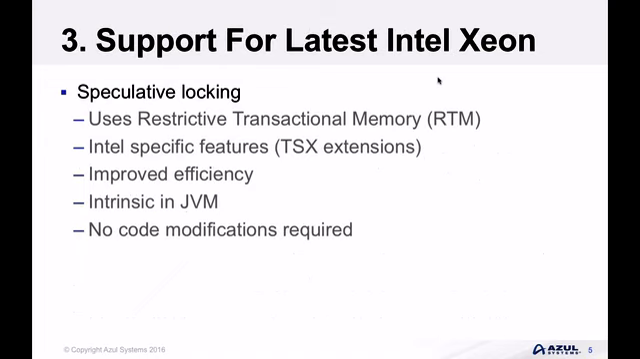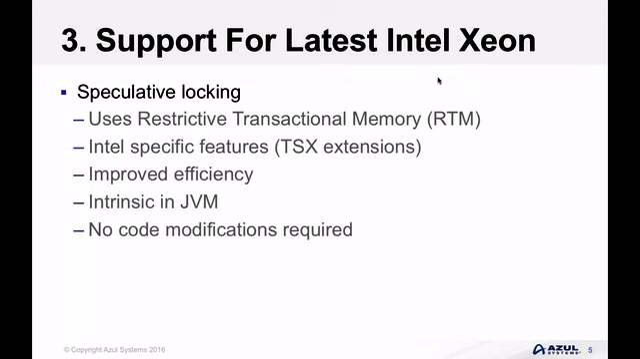Another thing that we've done in our latest release is looking at how we can provide support for some of the latest hardware. The reason behind this is to use advances in the very low-level hardware to provide improvements in performance for application code. And one of the biggest ones that we've just introduced in our last release is the idea of speculative locking.